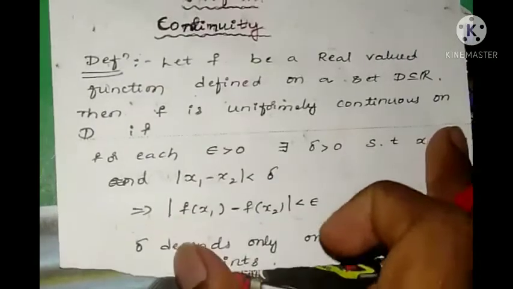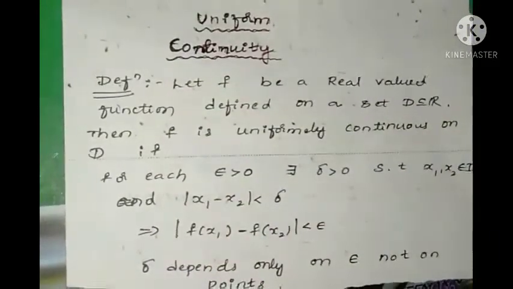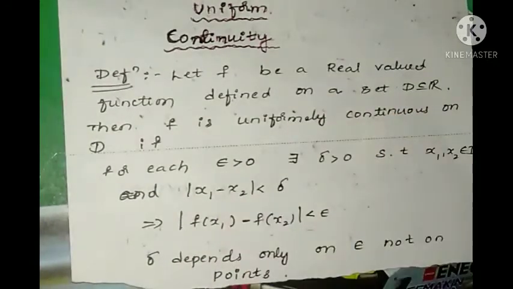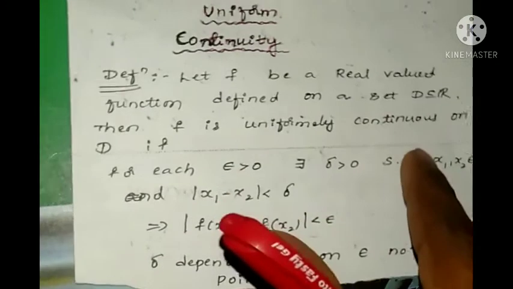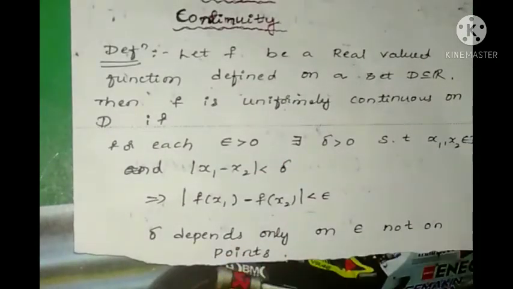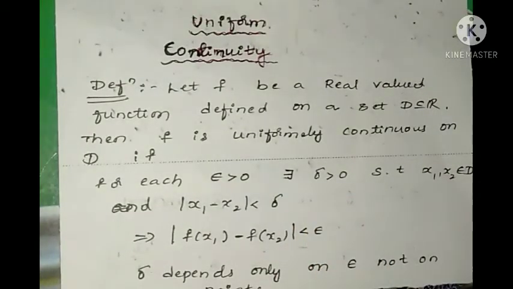Now we have to discuss the difference between uniform continuity and normal continuity. Continuity means we have to check the continuity at a point. But in uniform continuity we discuss it on an interval, and that is not at points. Okay, this is the difference between uniform continuity and continuity. Continuity is local, a local point property. Uniform continuity is a global property.